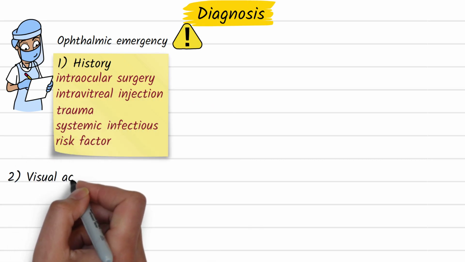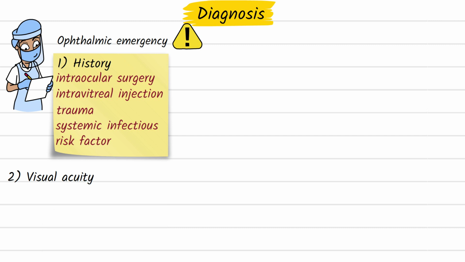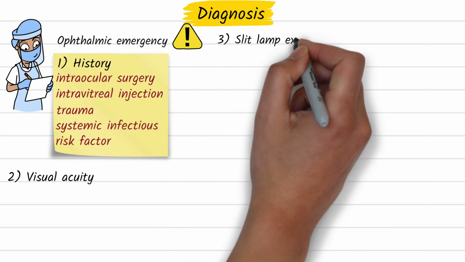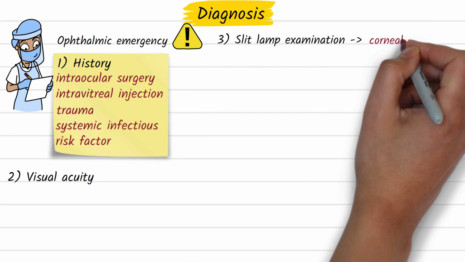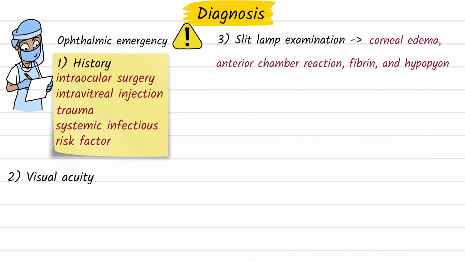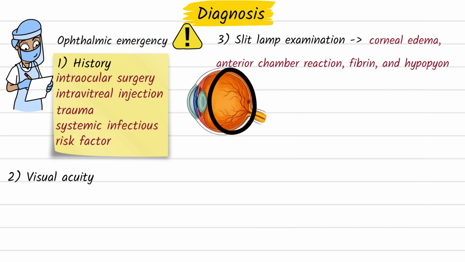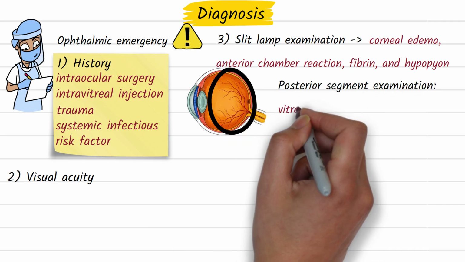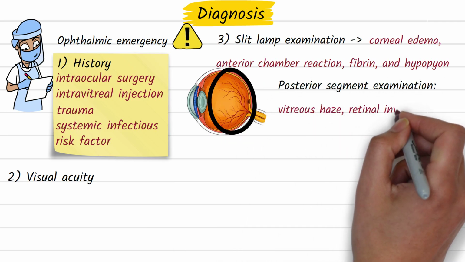Visual acuity is essential because the presenting level of vision helps assess severity and also has prognostic relevance. Slit lamp examination may reveal corneal edema, anterior chamber reaction, fibrin, and hypopyon, while posterior segment examination may show vitreous haze, retinal involvement, or an absent clear view to the fundus.